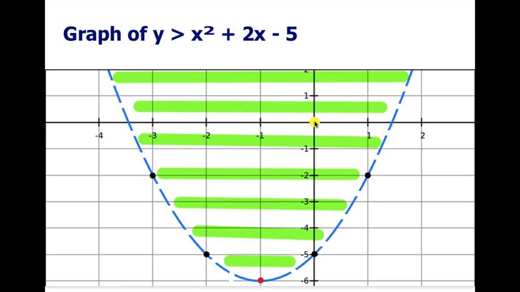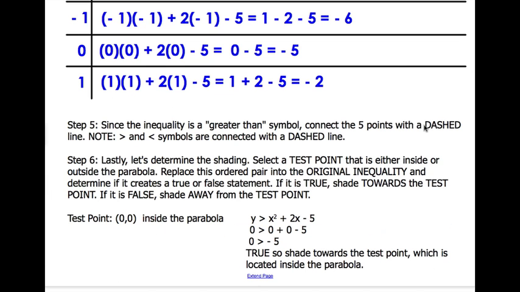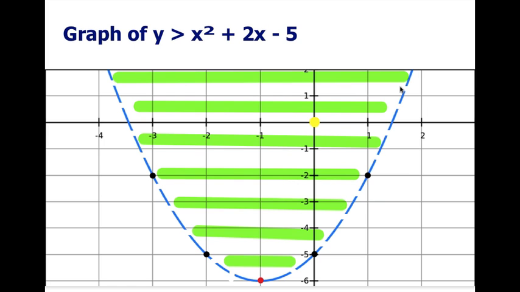This yellow point here represents my test point, the origin, 0, 0. I'm going to substitute it back into the original problem. So let's check out the work. When we substitute 0, 0 back into the original problem, I get a final statement of 0 is greater than negative 5, which is true. So we're going to shade towards the test point. Since our test point is located inside the parabola, we shade the area that is inside the parabola. And that concludes how you graph a quadratic inequality.